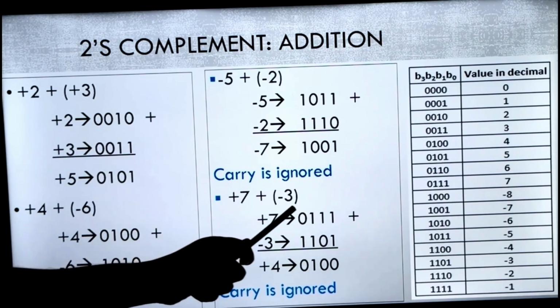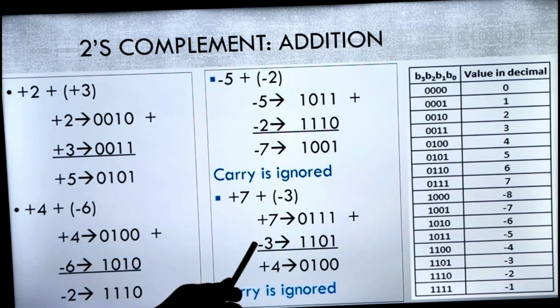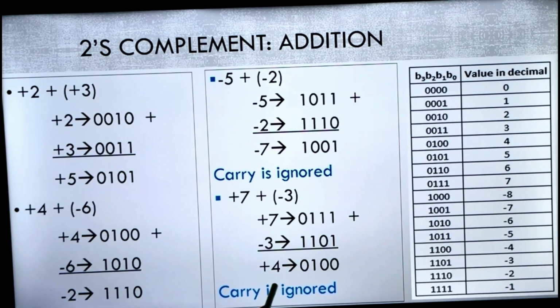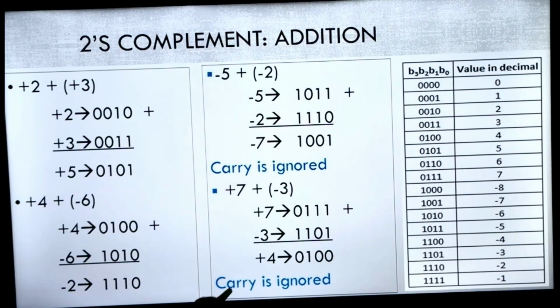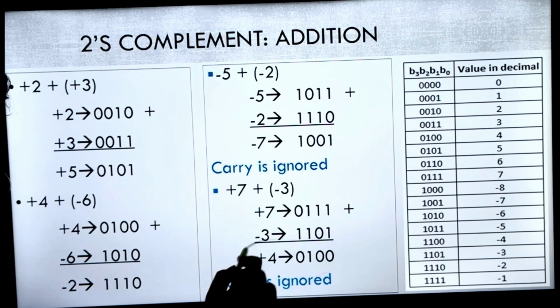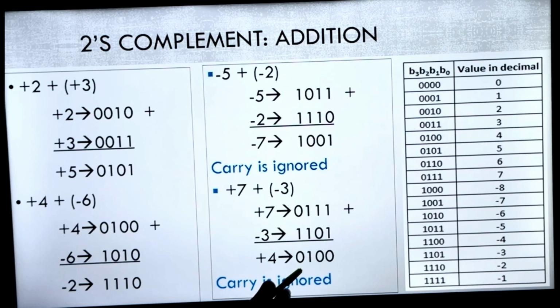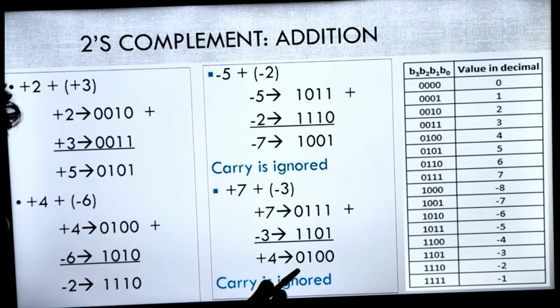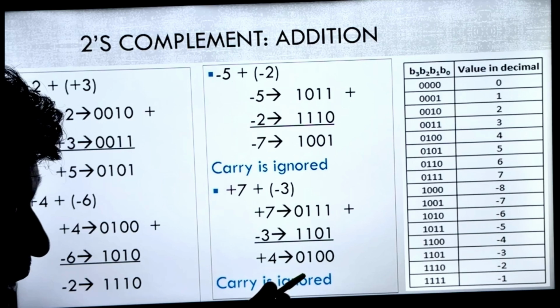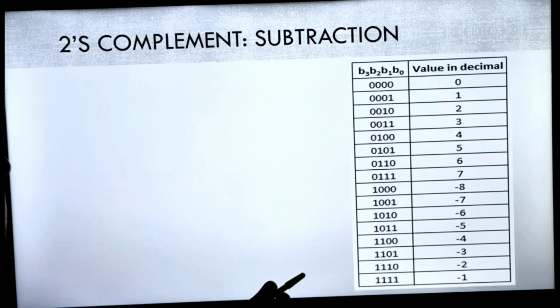Plus 7 and minus 3, I am adding. So plus 7 I know, minus 3 also I know how to represent. And then I am just adding bit wise. So here also I am ignoring the final carry out bit. So here also I can ignore the bit. Still I will get the correct result. Now when to ignore the carry out bit and when not, we'll discuss in the upcoming slides. So before that, let's see how to subtract two numbers in 2's complement.